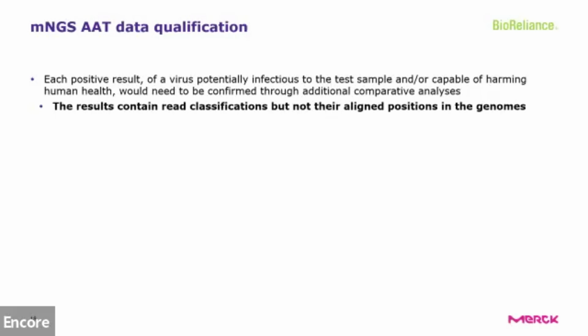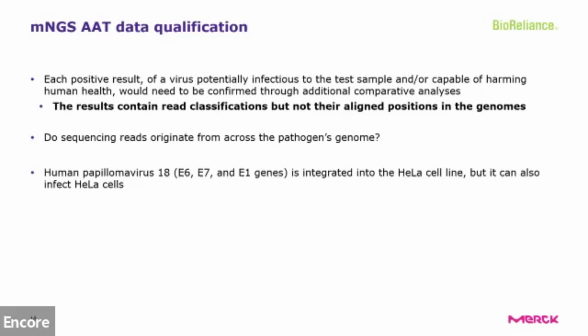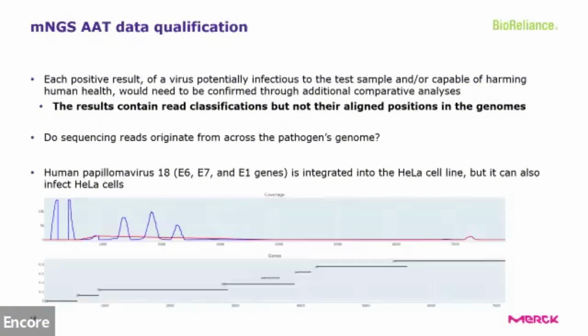Because with K-mers, at least, and I think Robert has a different approach to that, but at least in our pipeline, we don't know where the K-mers belong in the genome. So we don't know the position. But that is necessary information because you want to know, for instance, are reads distributed across the genome, or do they pile up on one region? Or for instance, if you have the HeLa cell line, you're going to find HPV 18, but only the E6, E7, and E1 genes. If you find more than that, that might be an infectious HPV 18, but K-mers will not tell you that. So during qualification, we're actually looking at these reads.